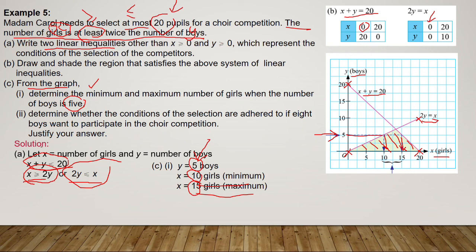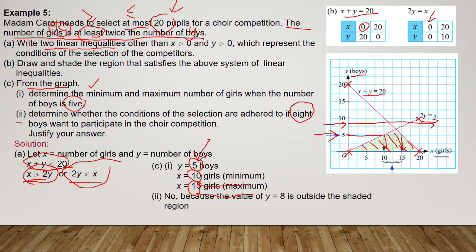Now we look at C2, C1 already done. Determine whether the conditions of the selection are adhered to if 8 boys want to participate in the choir competition. Justify your answer. So 8 boys will be somewhere situated over here. Okay, do you think the condition is adhered to for 8 boys? No, right? Because 8 boys is not in the region. So no, because the value of y equal to 8 is outside the shaded region.